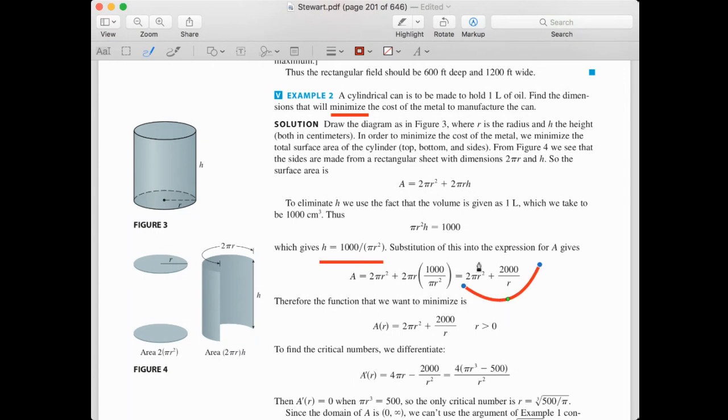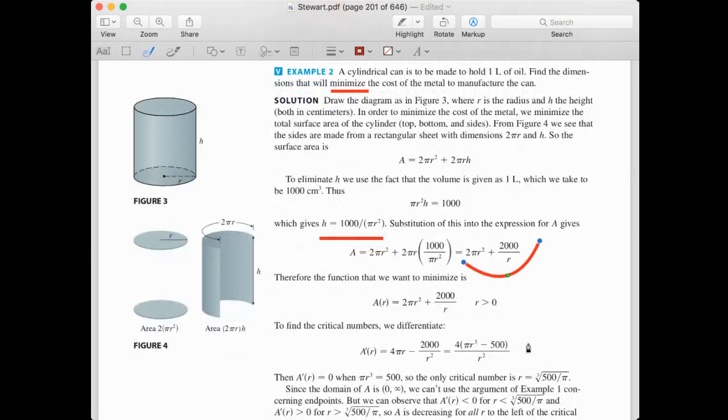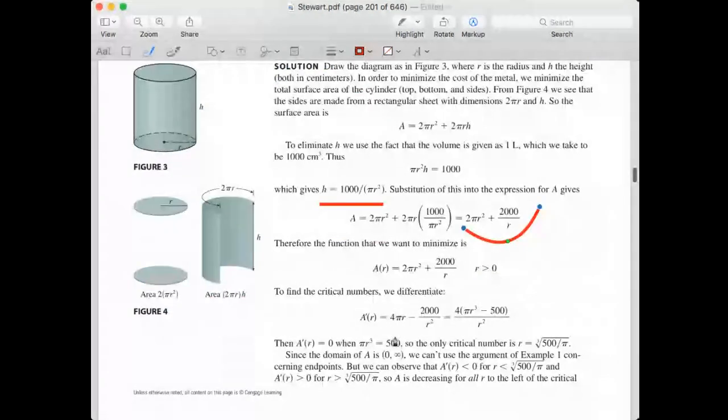This function is a rational function, right? Or it's polynomial-like. So we made a function in terms of r. The area of this cylindrical can depends on the radius of the circle. So we have this function. Let's take the derivative, right? Once we take the derivative and set it to 0, we'll be able to find the minimum. Solve for the critical point first.